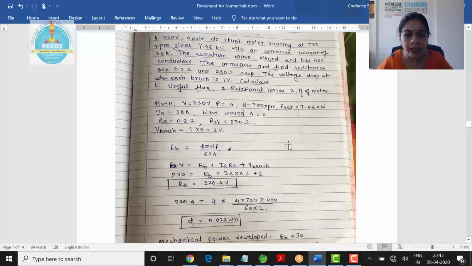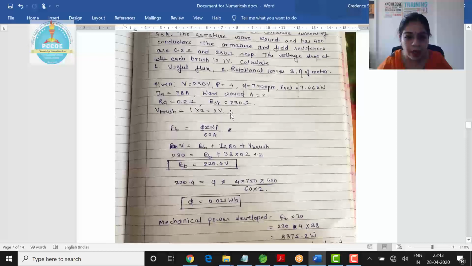For calculating the value of useful flux, we have this formula. EB is equal to phi Z N P upon 60A, that formula is there. Now V is equal to EB plus IRA plus V brush, that is another equation of the voltage. Just by putting this value, I can get the value of EB here. Once I get the value of EB, I can put that value of EB in this equation. Now in this equation, only the phi term is unknown, so I can easily get the value of flux.